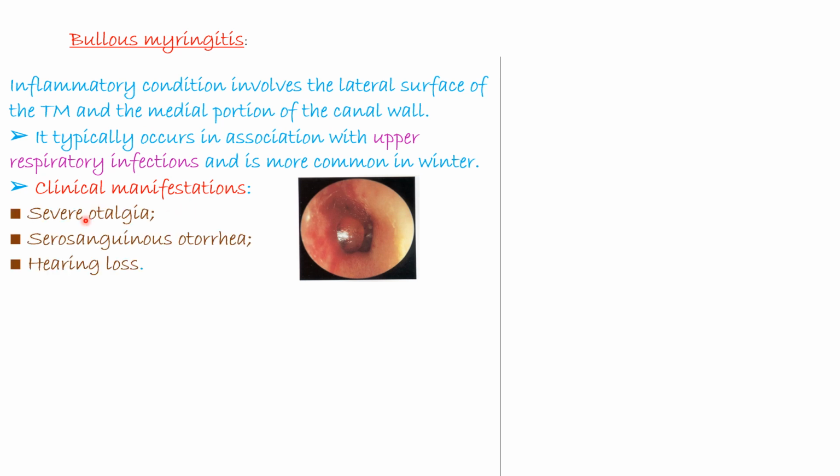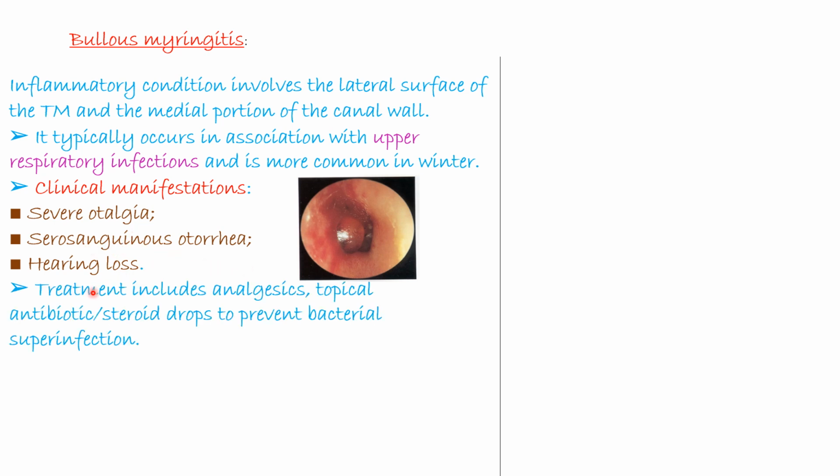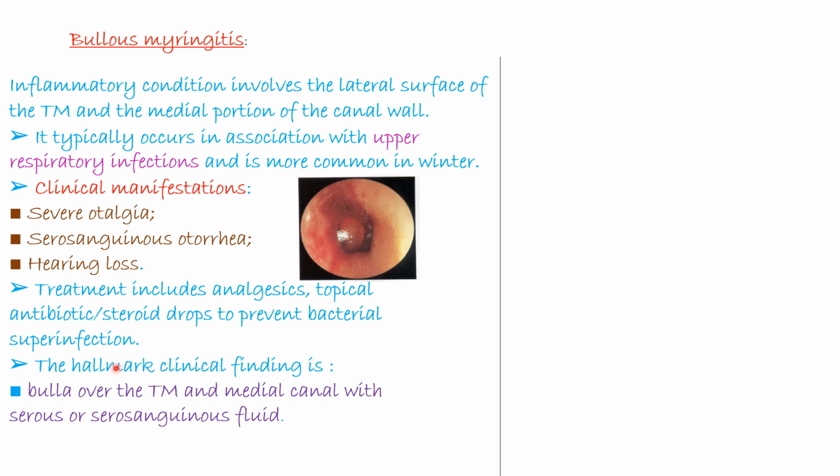And then the clinical manifestations: we can have severe otalgia, which is severe, painful pain in the ear. We can have serosanguinous otorrhea, which is discharge, and hearing loss. So the treatment includes analgesia, topical antibiotics, and steroids to prevent bacterial superinfection. And the hallmark of this, when you do an otoscopy, is that you will see a bulla over the tympanic membrane and the medial canal with serous or serosanguinous fluid, as mentioned before.